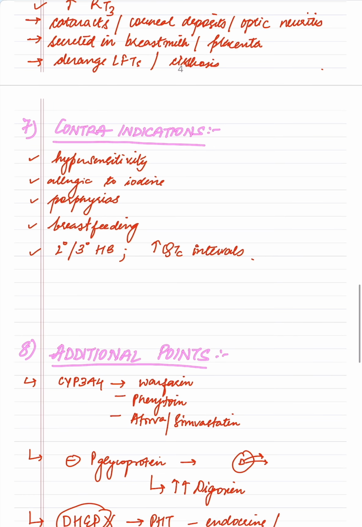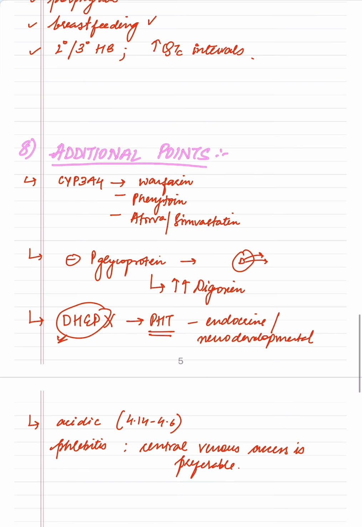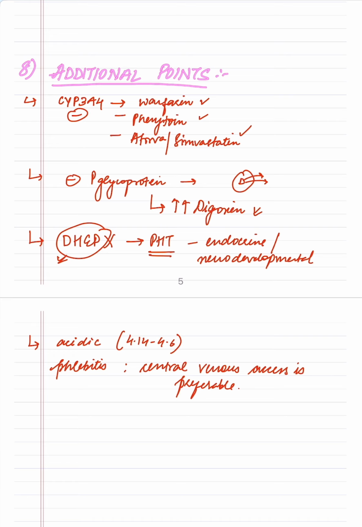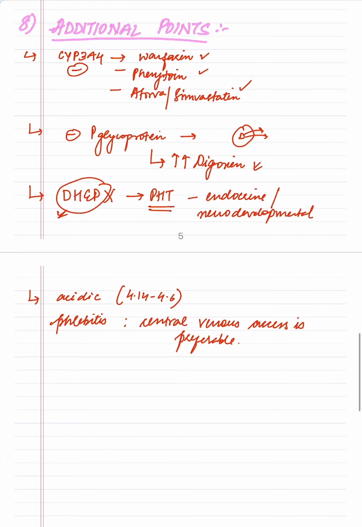As it can cross the placenta and is excreted in breast milk, you have to avoid it during breastfeeding. It also inhibits CYP3A4, so increases warfarin, phenytoin, atorvastatin, simvastatin concentrations, and may increase digoxin levels by inhibiting P-glycoprotein. Make sure the lines you give it through don't have DEHP in them, so you don't release phthalates into the patient's bloodstream, and it is highly acidic, so as far as possible, give it via central venous access.